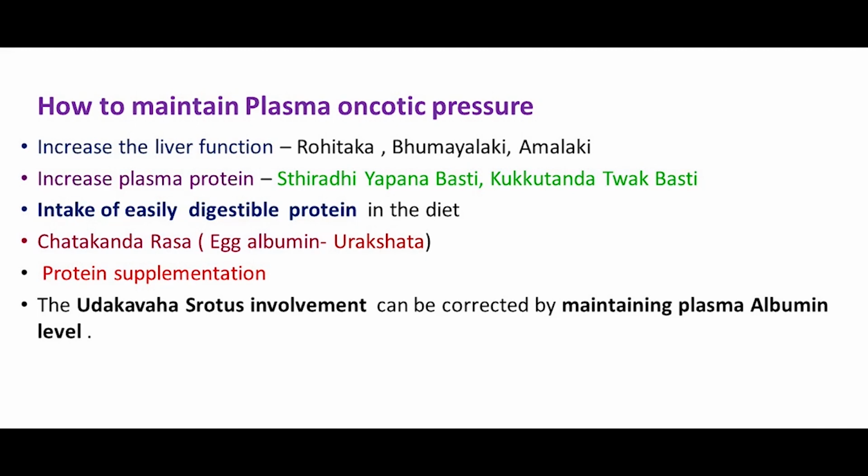This is done by increasing the functions of the liver by Rohitaka, Bhumyamalaki and Amalaki. These are the drugs of choice. Even Kumari is also good. This is one method, by increasing the liver capacity. Then we increase the plasma protein in the body by different methods.